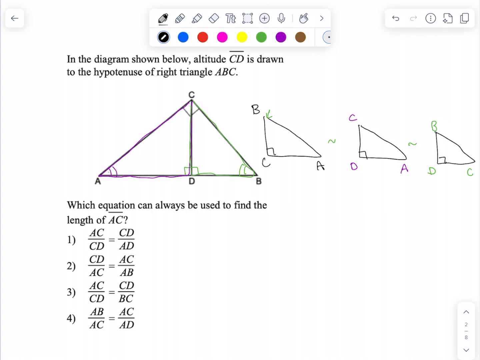So we have AC, CD. Oh, that doesn't look like it's matching up already. And then we have CD, AD. That doesn't even match up. AC and CD don't match up at all. Nope.